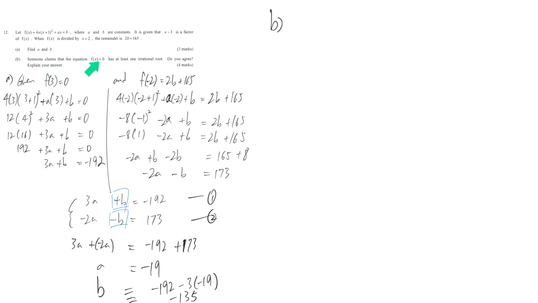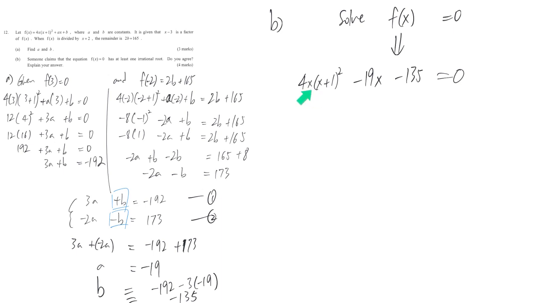Someone claimed something about the equation f(x) equals 0. So this time we are solving f(x) equals 0. Sometimes maybe we are solving f(x) equal to some other thing. So we express f(x) using the information that we have: 4x(x plus 1) squared plus ax plus b. But we already know what a is, so we replace it by what we know, minus 19x. And we also know what b is, so we replace it by our answer, -135. If we observe this equation, we find x times x squared, so finally it will come out as something like how many x to the power 3, how many x squared, how many x. And then the only method to solve this cubic polynomial is using factorization.